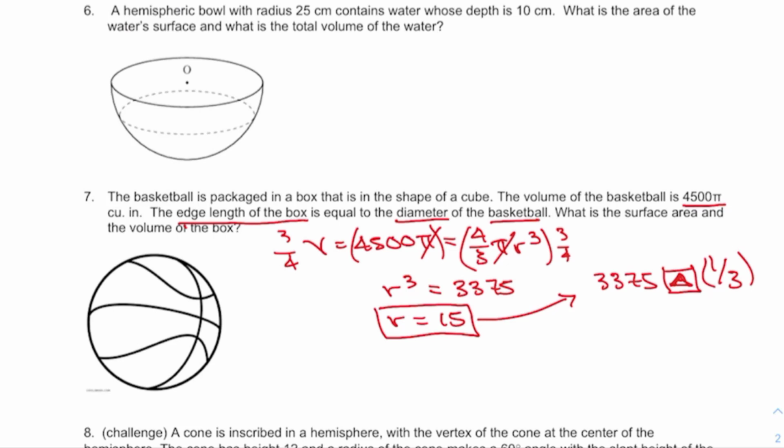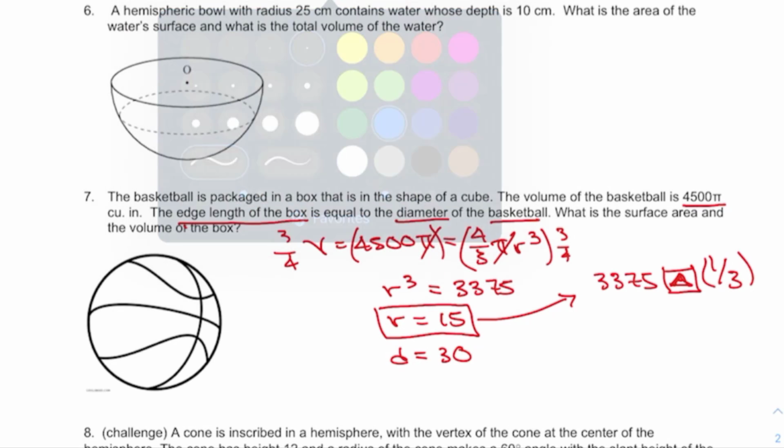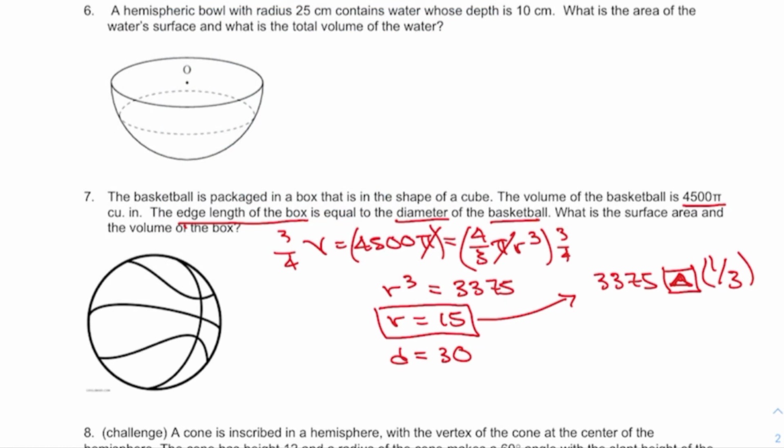When I find the radius is 15, I know that the diameter of the basketball is going to be double that, which is 30. Now I can go ahead and find the surface area of the box. I can find the area of one side of the box. I know there's 6 sides for the box. So the area there is going to be 900. Then multiply that times 6, so it's going to be 5,400. That's going to be my surface area.